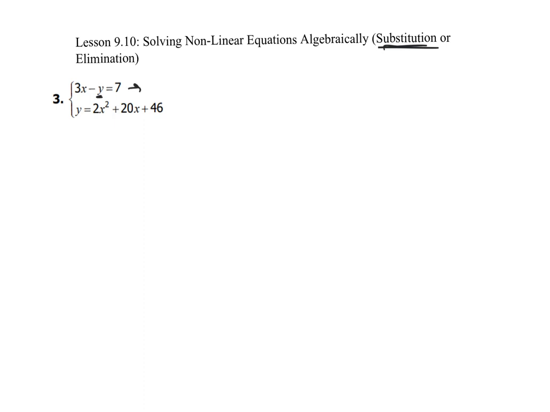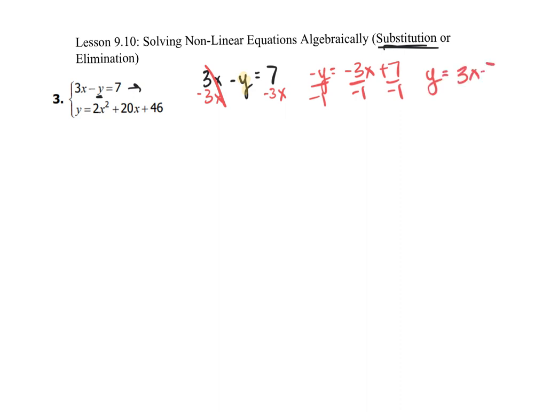Let's look right here. We have 3x minus y equals 7. I'm trying to isolate the y term, so we need to subtract 3x from both sides. So this is now negative y equals negative 3x plus 7. And then to finish isolating that y, we need to divide everything by negative 1. So this becomes positive y equals positive 3x minus 7. And I'm just going to write that over here.